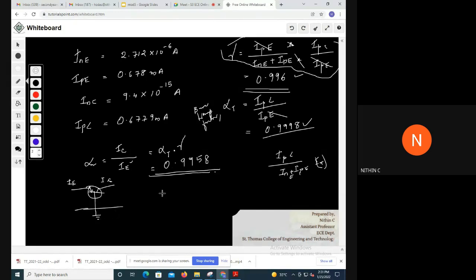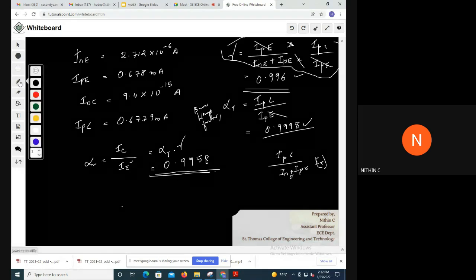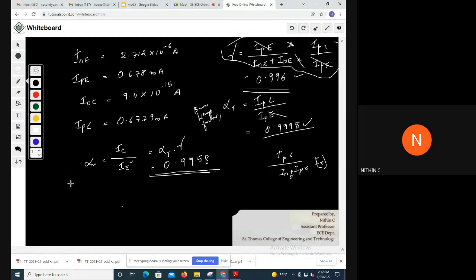Then you are asked beta, right? In order to find that, you will have to be aware of the relation between alpha and beta. If you know the relation between alpha and beta, you can directly find beta from this value itself. Anyone know the relation between alpha and beta? You must have studied it. If you don't know, you just see this.